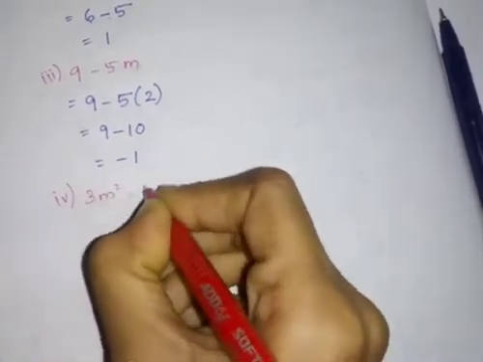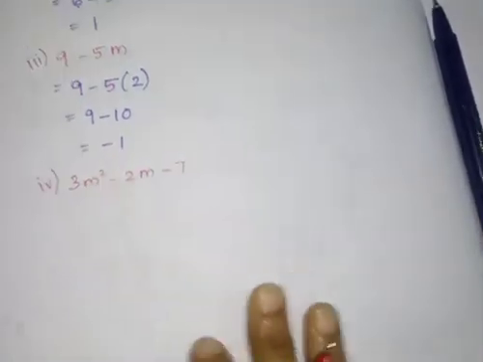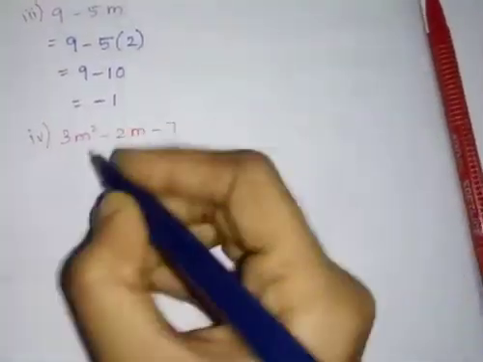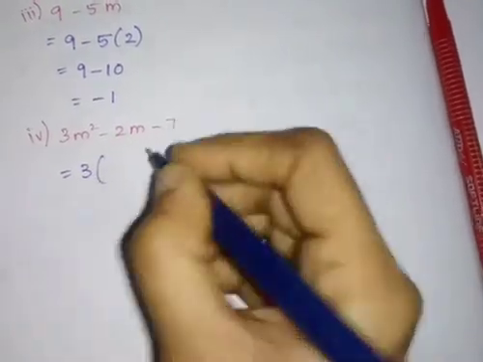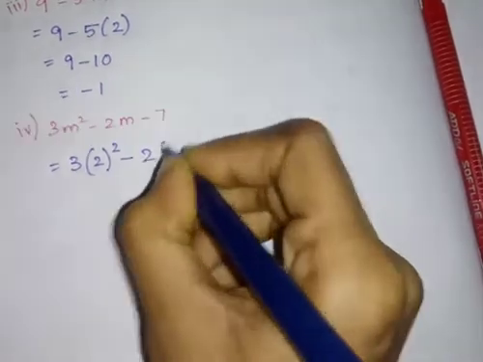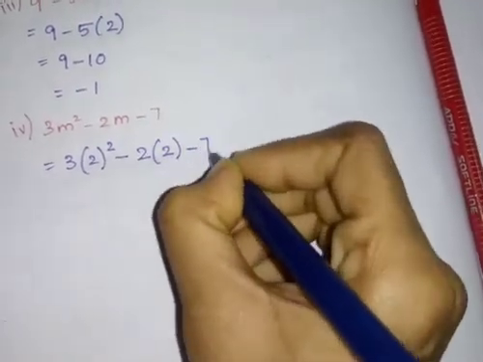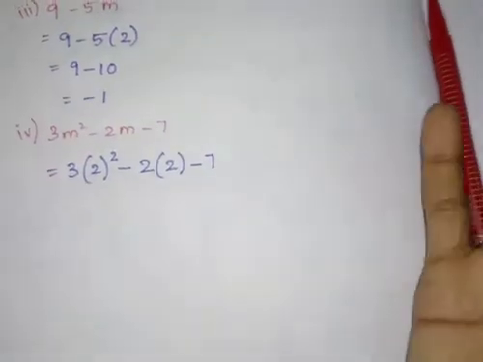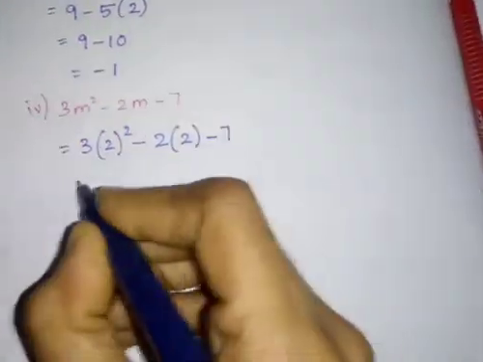3m square minus 2m minus 7. Now 3 into what is m square? 2 square minus 2 into 2 minus 7. You know how to substitute, right? Because we have discussed in our example problems. Just directly substituting, that's all.